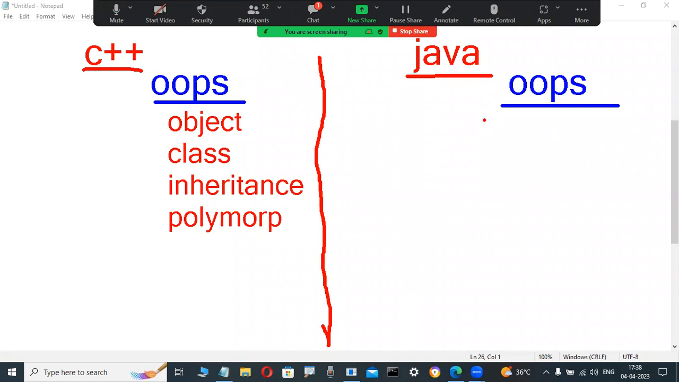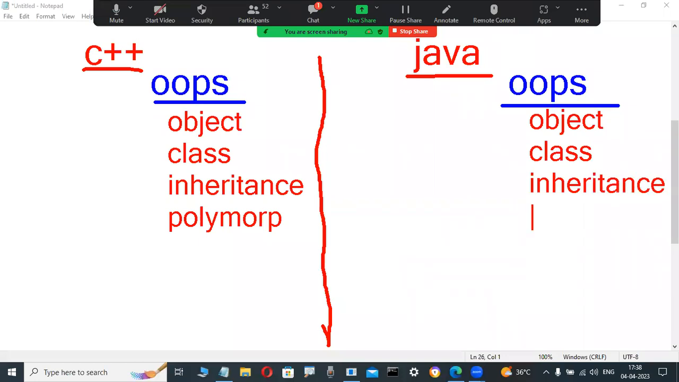Again, in Java also the same similar concepts are there. Object-oriented features: what is object, what is class, what is inheritance, what is polymorphism, what is encapsulation. These concepts are available. Don't write it down, non-technical persons are there, I am not asking for that, just observe. Conceptually, these object-oriented features are the same in these two languages.